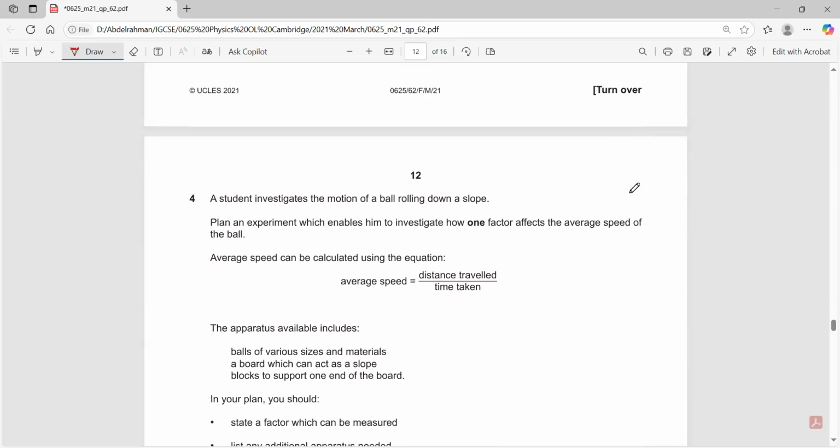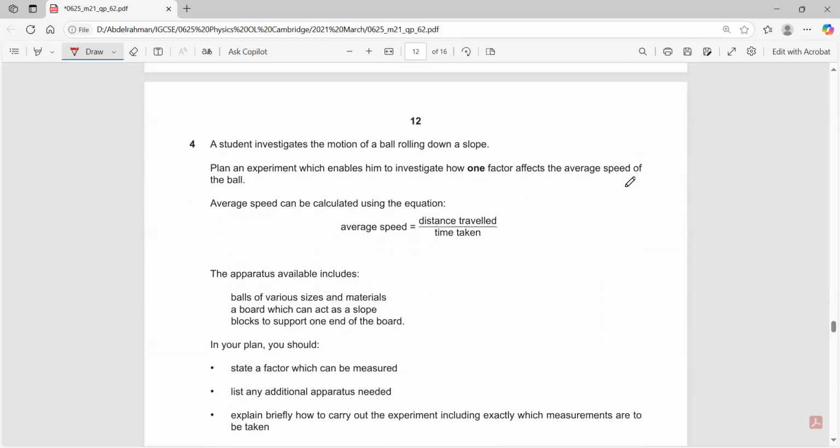He investigates the motion of a ball rolling down a slope. Plan an experiment which enables him to investigate how one factor affects the average speed of the ball. One factor, whatever factor. So you have several factors that could affect the speed of the ball. Yes, you do have several factors.